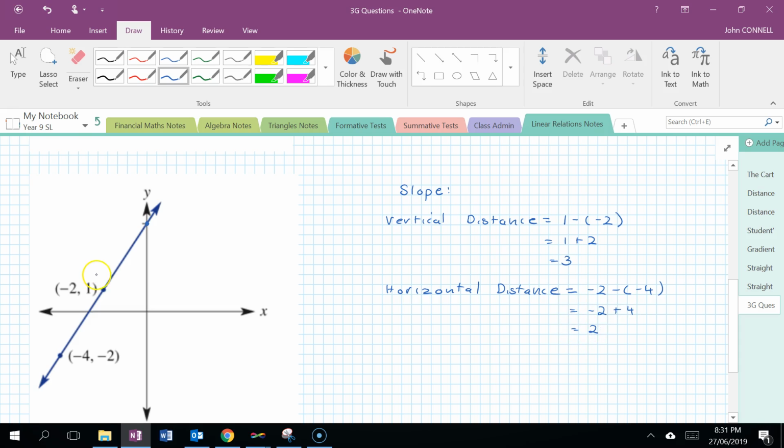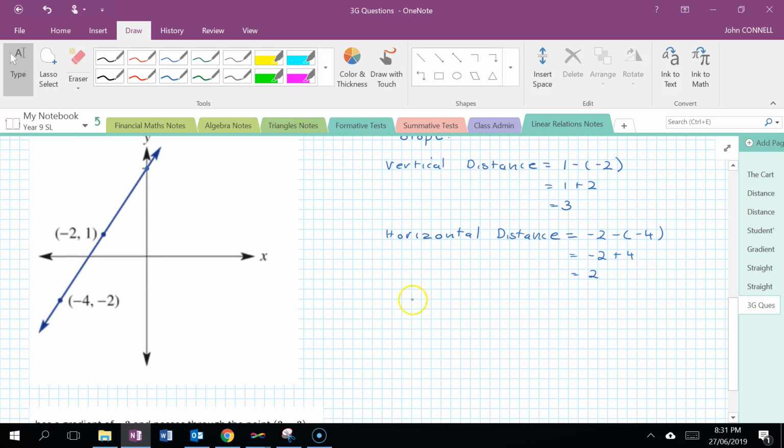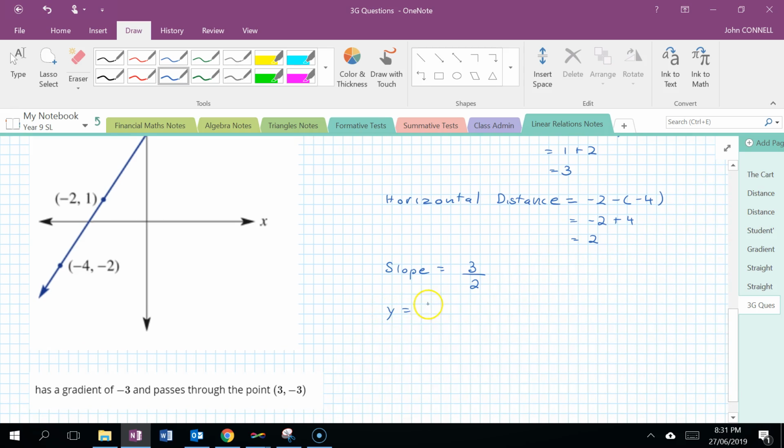Now, it's very important to be consistent in the way that you subtract these coordinates. So you'll know I've gone this point, take this point, or this y-coordinate, take this y-coordinate, and I've done the same thing. So I've taken the x-coordinate from this point, and then from that I've subtracted the x-coordinate from this point. So doing it the same way is really important when we do the slope. So then the slope is equal to vertical on horizontal, so it's 3 on 2, which we can leave like that. So then y is equal to 3 on 2x plus c.